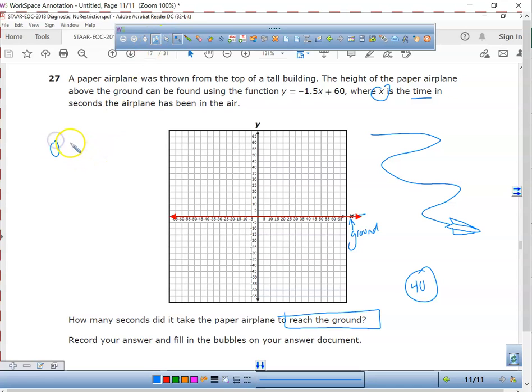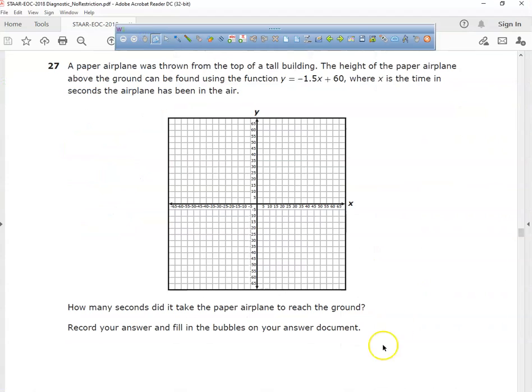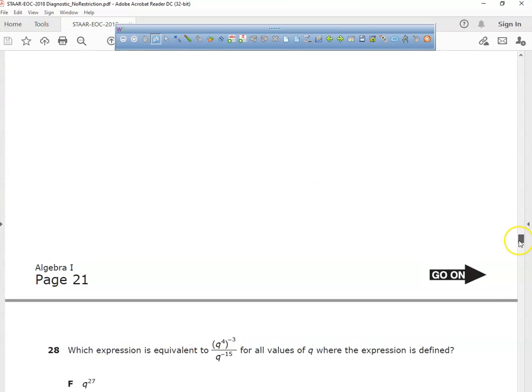Now, what did they expect you to know how to do? You guys ready? Just solve for x. They're saying y is equal to 0. We move 1.5x across to the other side and divide both sides by 1.5. And when you divide both sides by 1.5, x equals 40. That's how you would solve for x without having to type it into Desmos. You got to make your ground equal to 0. Not complicated. Just got to know what you're looking for.